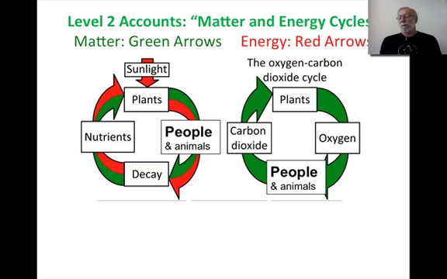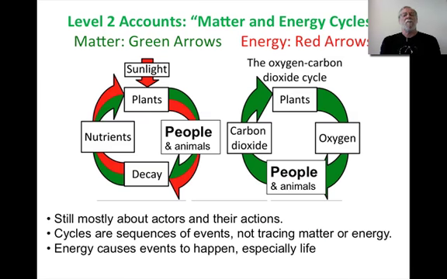Level 2. Level 2 students start to become somewhat aware of cycles, but in a very different way from the carbon cycle that I was showing a few minutes ago. For level 2, the story is still mostly a story about actors and their actions. And the cycles they're aware of tend to be sequences of events. They're not really tracing matter and energy. And energy in particular is something that causes events to happen, such as life.